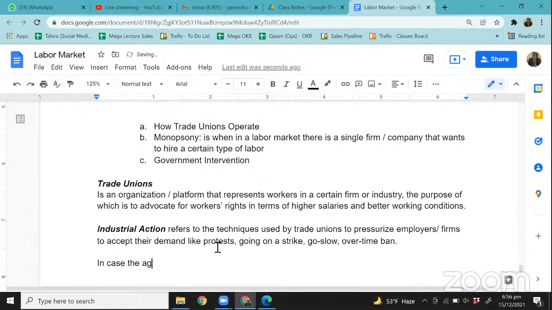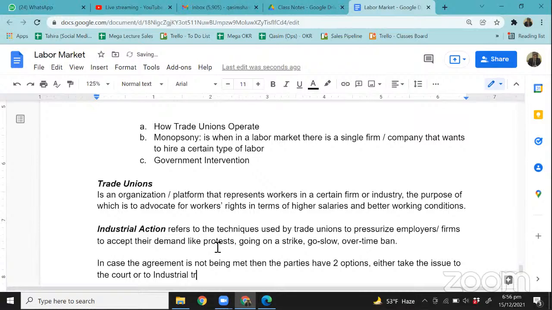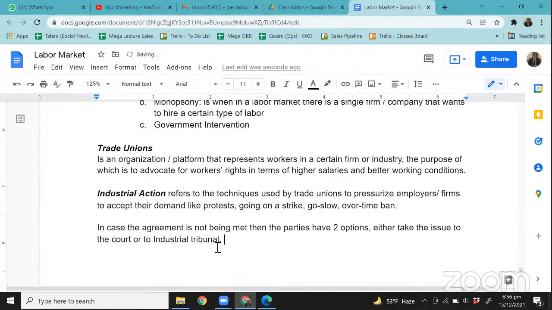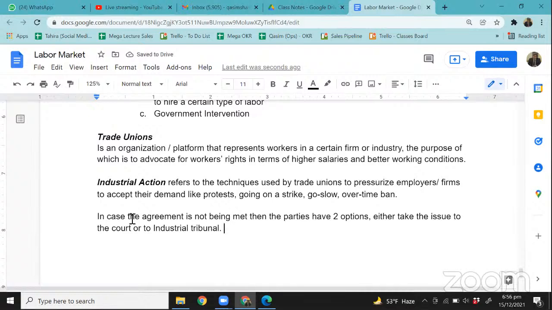In case the agreement fails, the parties have two options: court or tribunal. Okay, now this might be another new word for you. Now think about this. In case the agreement between the two parties is not coming to resolution, and obviously something needs to be done about it so that things could move forward. So what options do these parties have? Either they take the issue to the court, right? There are labor courts in every country nowadays, right? Or they can take it to the industrial tribunal.